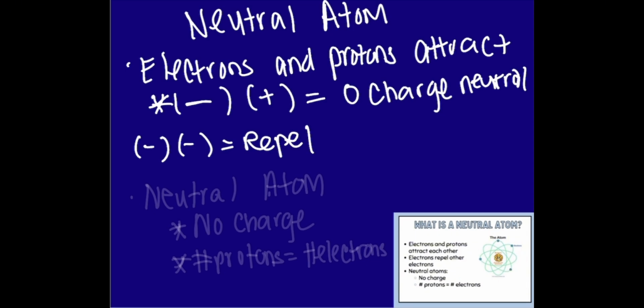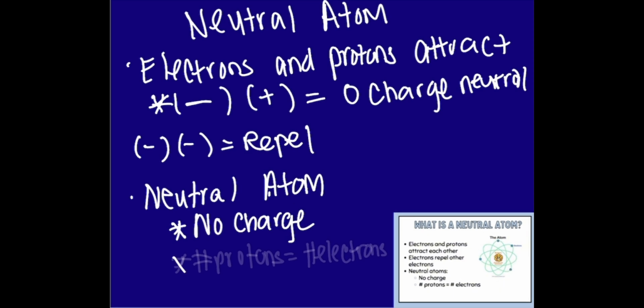So a neutral atom is, in short, when there is no charge on the atom. That's important because it's going to help us identify our number of electrons when we have a neutral atom. Neutral atom means no charge, and when that is the case, our number of protons will equal our number of electrons.